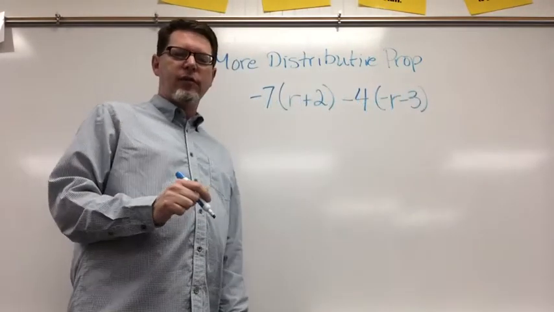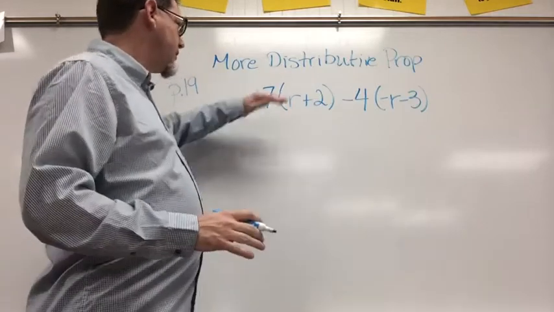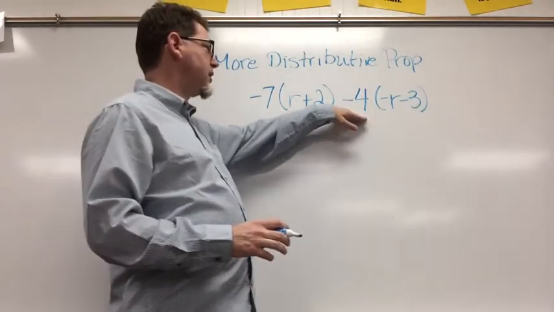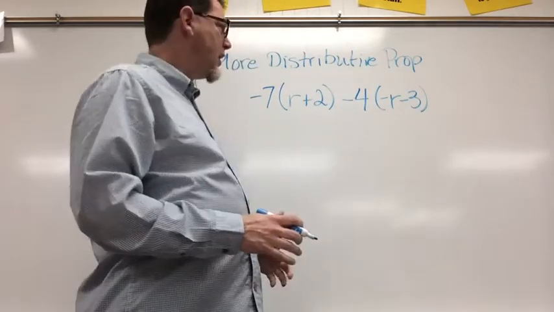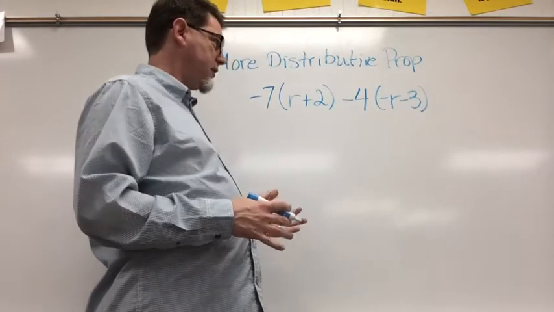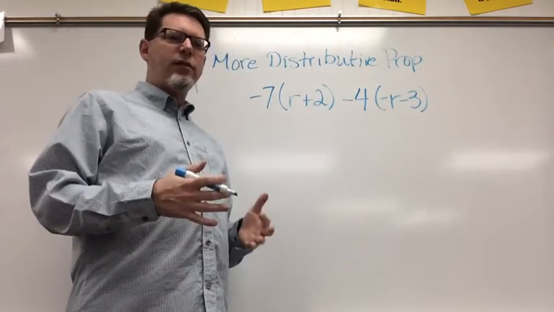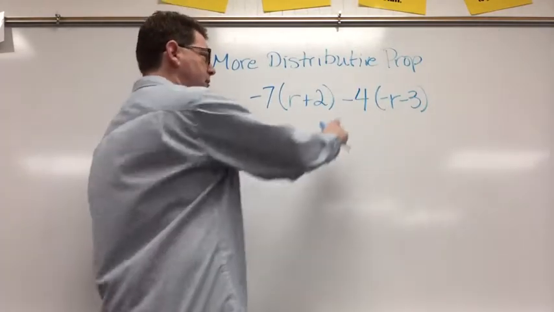Our next example for today's episode of more distributive property gives us -7 times the quantity of r plus 2 minus 4 times the quantity of -r minus 3. Now you notice there's lots of negatives in this one. A minus sign can also double as a negative. And I'm going to do a little explanation right now.